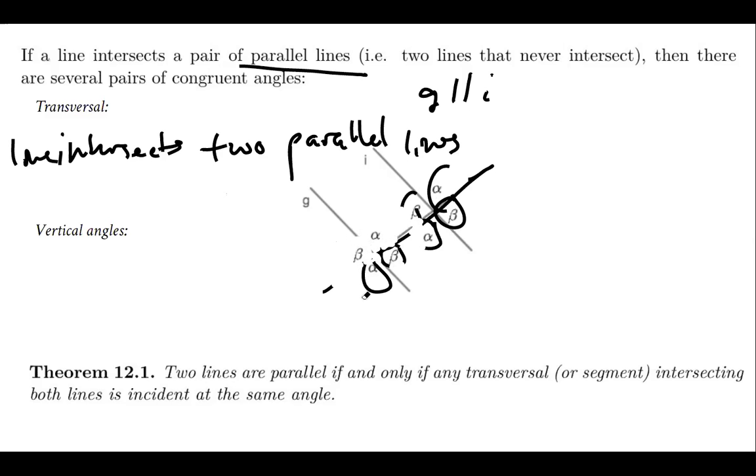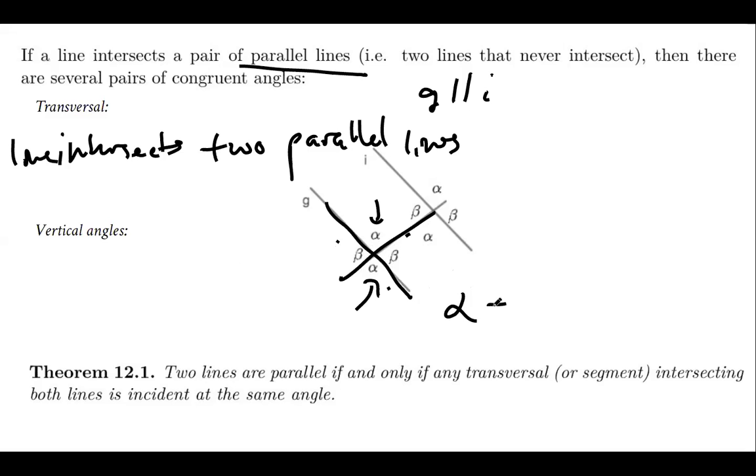Let's clean this up a little bit. And then vertical angles will be two angles that are opposite each other. So for example, in this part here, where we have two intersecting lines, alpha and alpha are vertical angles since they're on the opposite sides of the intersection. And because they're on the opposite side of an intersection, that means that they will have the same measure.